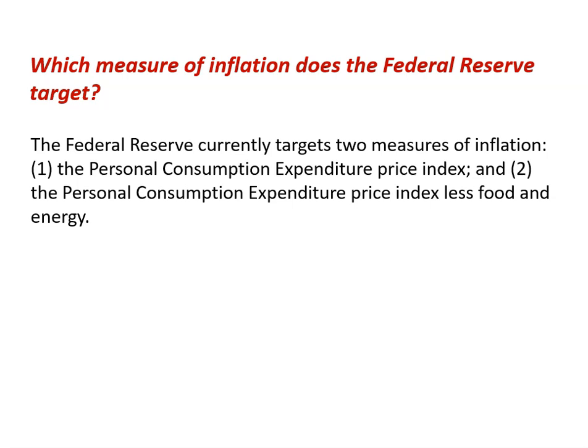Previously, we discussed the pros and cons of different inflation measures. Which measure of inflation does the Federal Reserve target? The Federal Reserve targets two measures of inflation: 1, the Personal Consumption Expenditure Price Index, and 2, the Personal Consumption Expenditure Price Index less food and energy. Before moving ahead, ask yourself, why is the Fed's focus on the Personal Consumption Expenditure Price Index and not the CPI? Can you answer that question? If not, review our discussion of inflation measures.